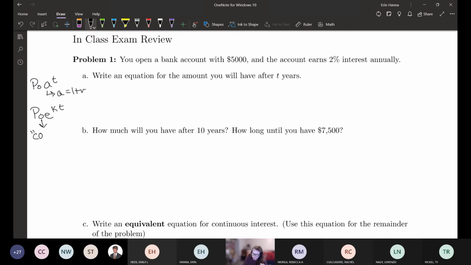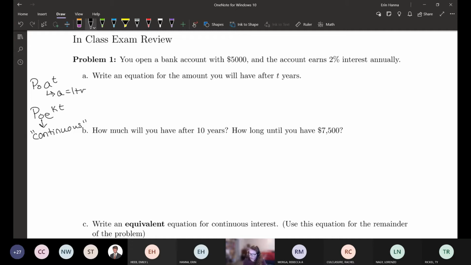Also remember that if you're going to be asked to use the e to the kt form, they will use the word continuous. If you don't see the word continuous, you should probably just default to the a to the t form. There are some situations where you can choose, and that's essentially where it doesn't say the word rate or continuous. But I would just say if you don't see the word continuous, just default to P naught a to the t.